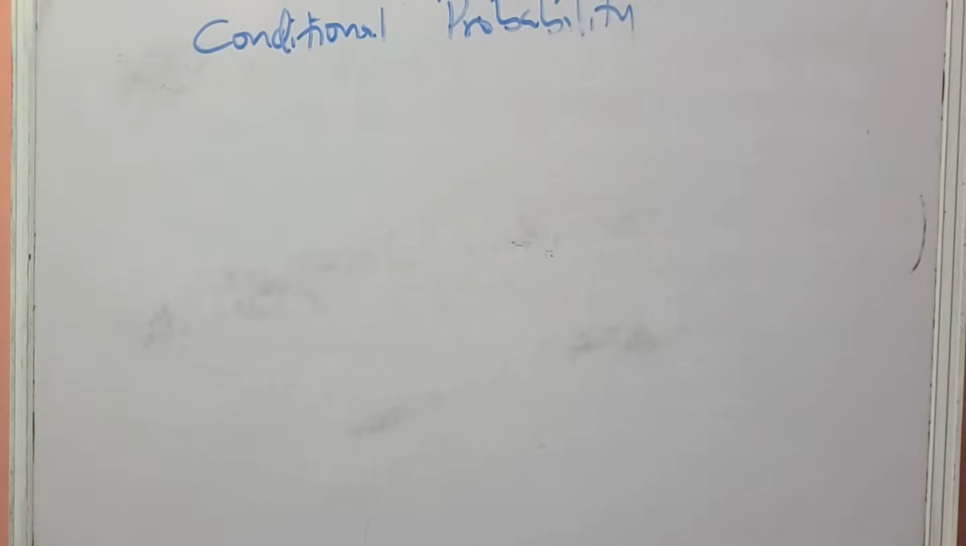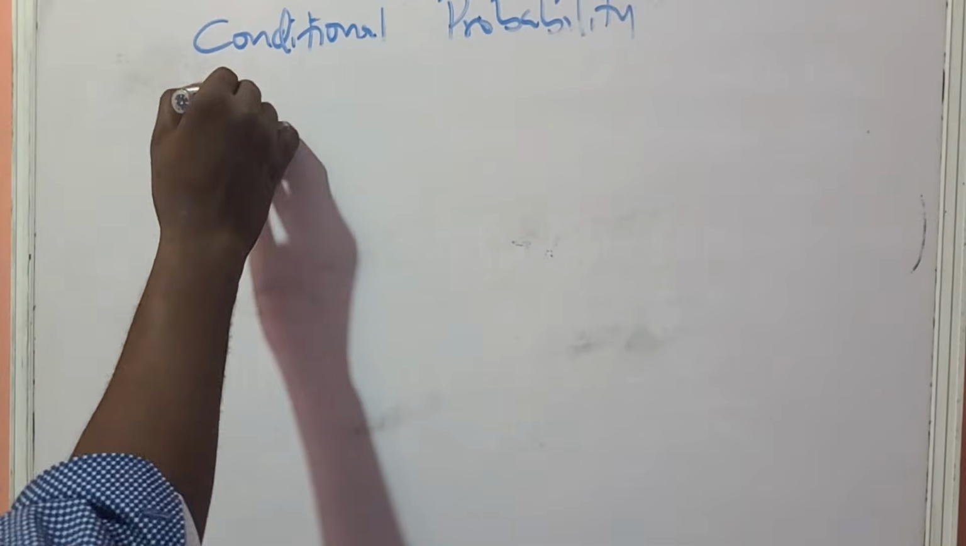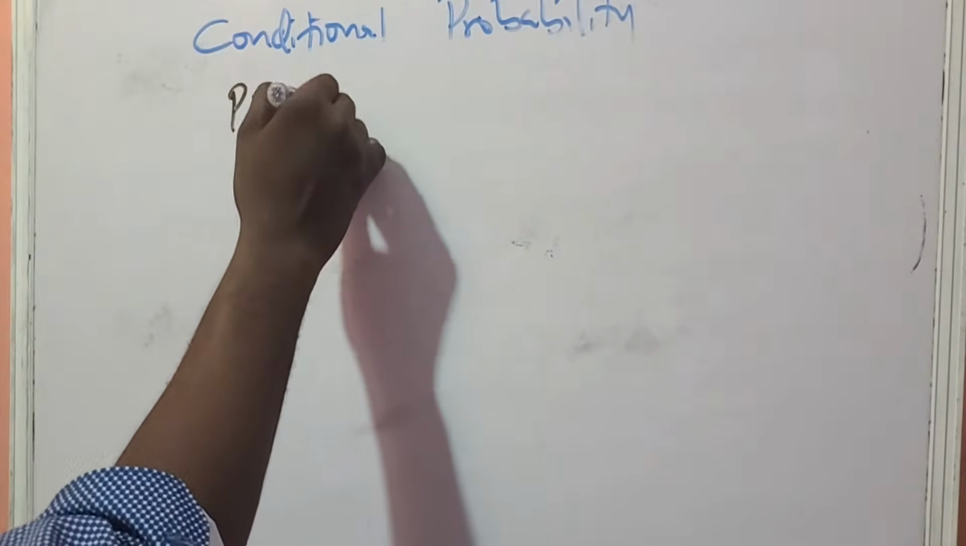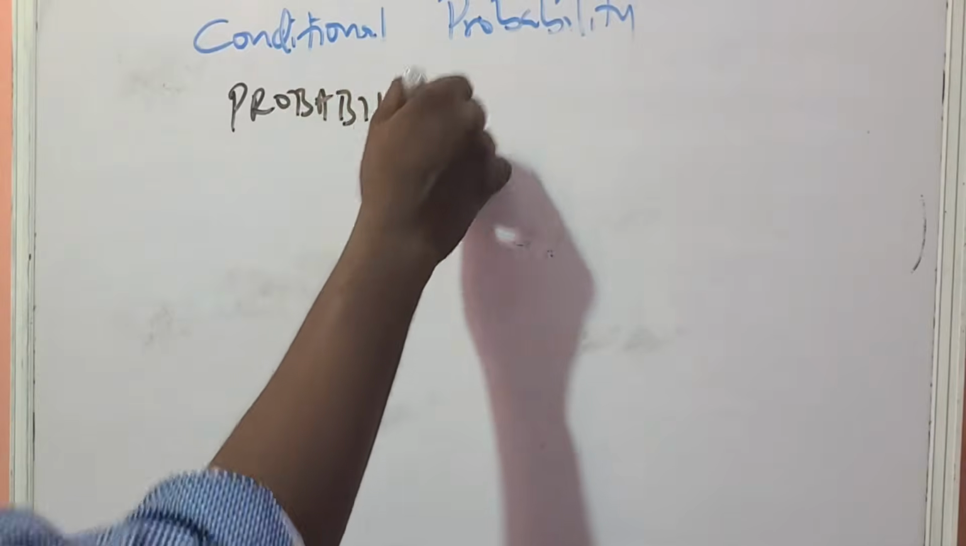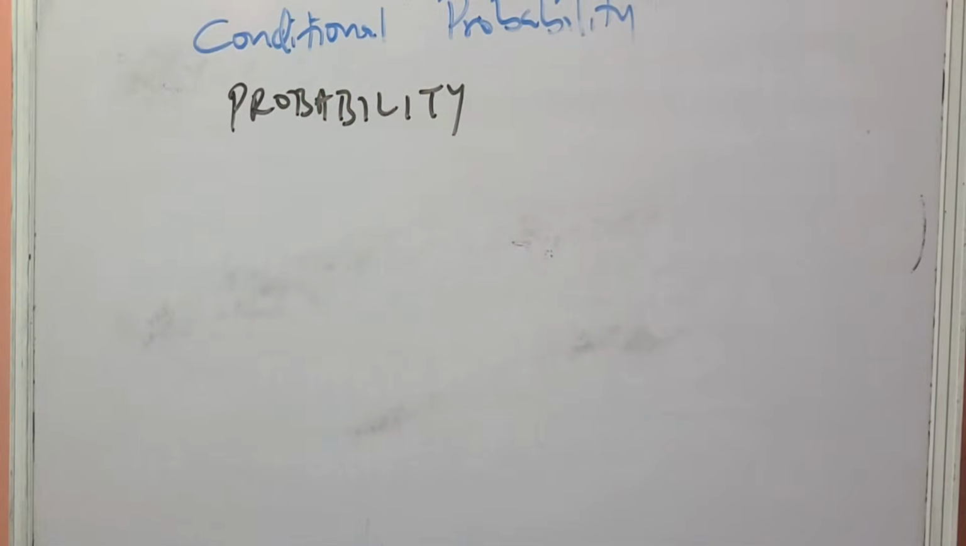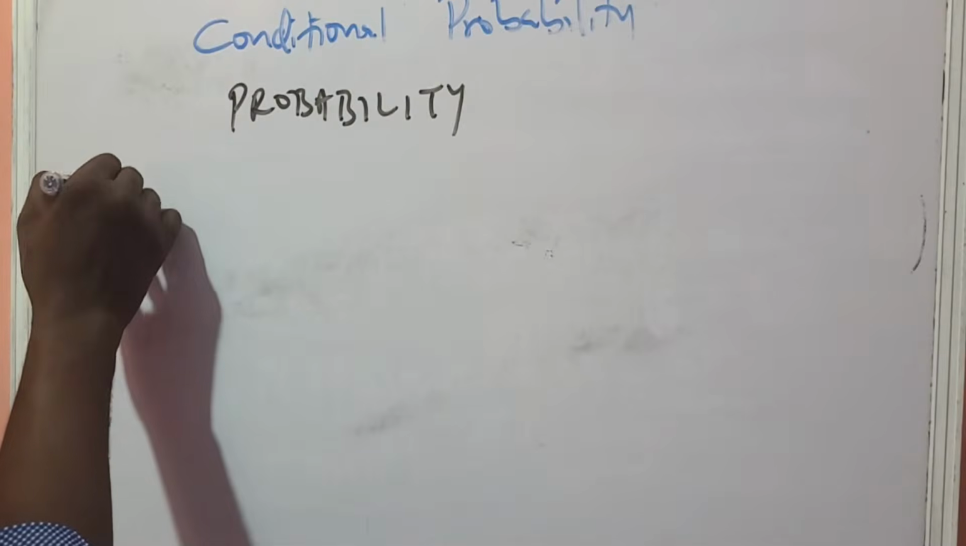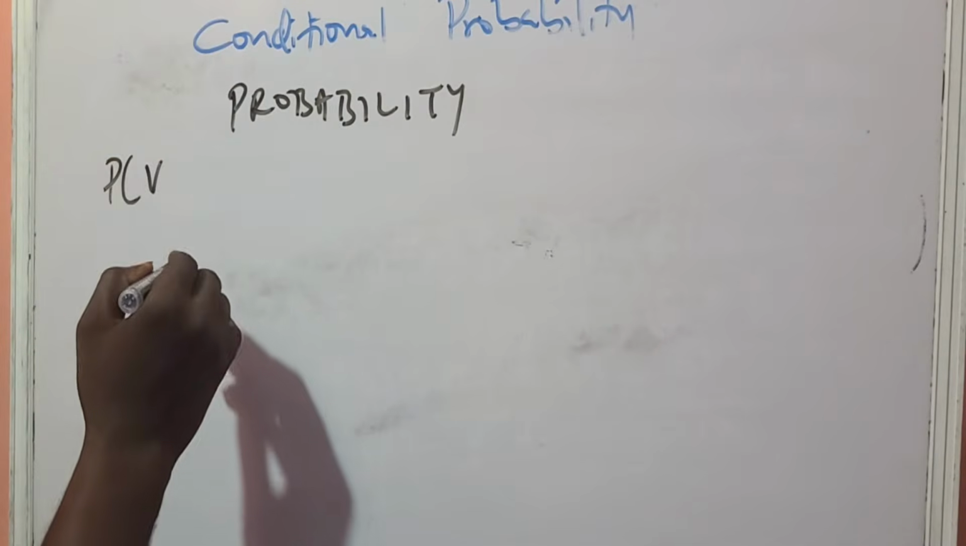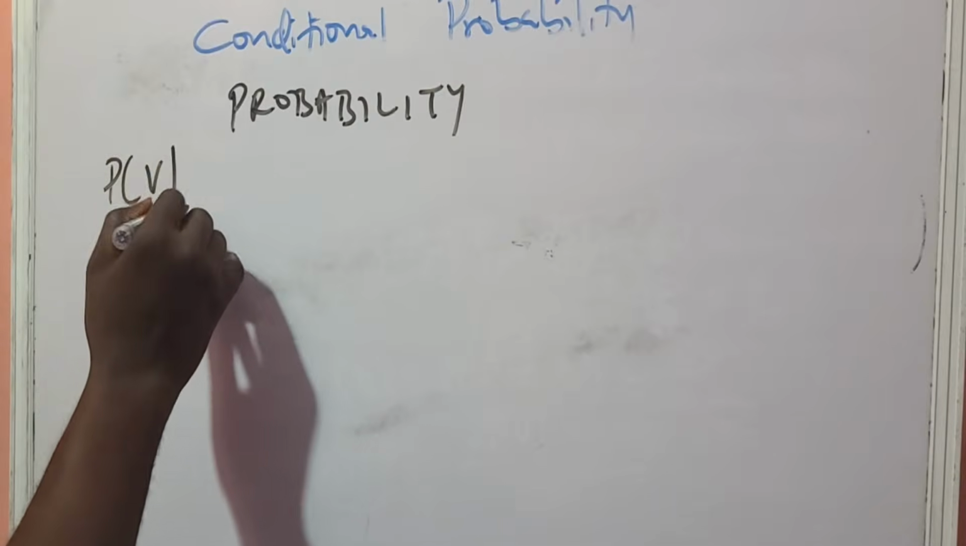A letter is chosen at random from the word probability. Find the probability that the letter is a vowel, given that it is not a consonant.